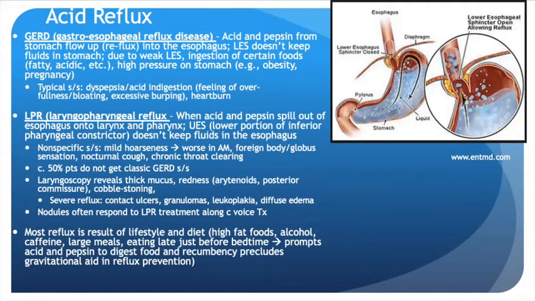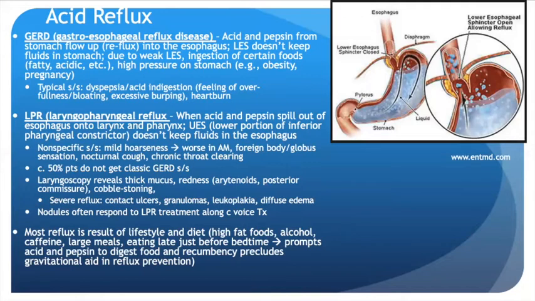Laryngopharyngeal reflux is when acid and pepsin spill out of the esophagus onto the larynx and pharynx. So the upper esophageal sphincter doesn't keep fluids in the esophagus. This is associated with non-specific symptoms such as mild hoarseness, which is worse in the morning, a foreign body or globus, a kind of lump in the throat sensation, nocturnal cough, and chronic throat clearing.